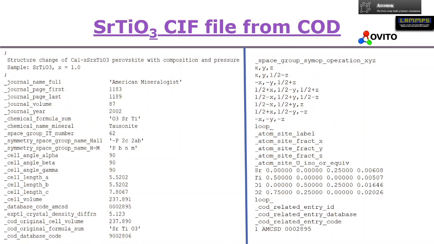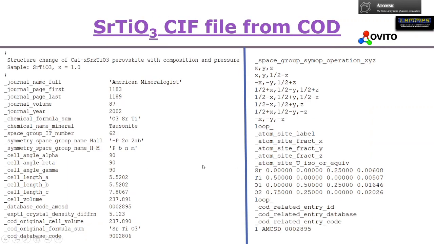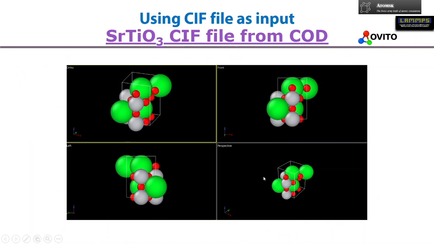Okay, so why do all these operations need to be undergone? Because if you look at the next part here, you see that there is only information about 4 atoms, Sr, Ti, and only 2 oxygen atoms. But if you visualize the CIF file after converting into CFG, you see that there are 20 atoms here. So from 4 atoms you are getting 20 atoms. So this is not randomly generated atoms.